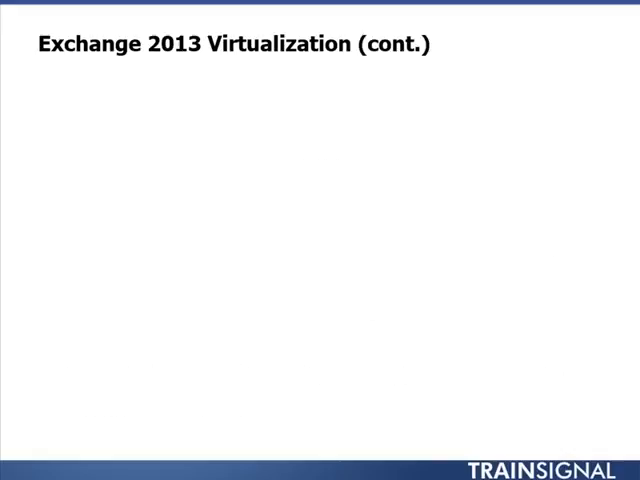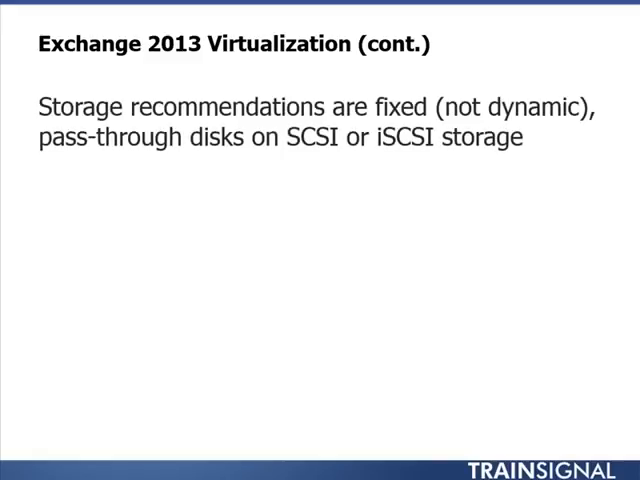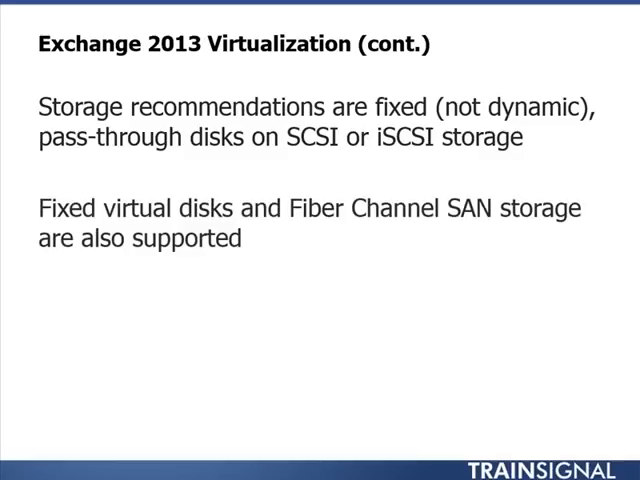Continuing our discussion of virtualization with Exchange 2013, as far as storage recommendations, it's recommended that you use fixed, not dynamic disks. So with dynamic disks, the disk will expand to fit the needs of the situation. With Exchange, Exchange doesn't do well with that, so fixed disks are essential. Pass-through disks are recommended either to SCSI or iSCSI storage, and so that's good to keep in mind. That's actually, for a production environment, the recommended approach. Now, fixed virtual disks and fiber channel SAN storage, these are also supported, so that's important to note.